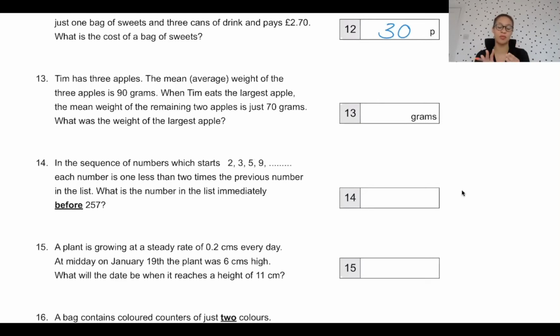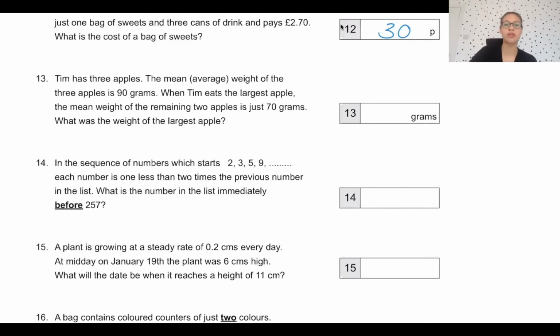So listen up, okay? So the first step is figuring out the total weight of the 3 apples. So remember I said we would add all their weights and we divide by the number of apples, and that's how we'd get the mean. So we have 3 apples, so we would add them all up, we'd get some answer, divide by 3, and then we'd get 90 grams. So what must the 3 apples have added up to initially at the beginning?